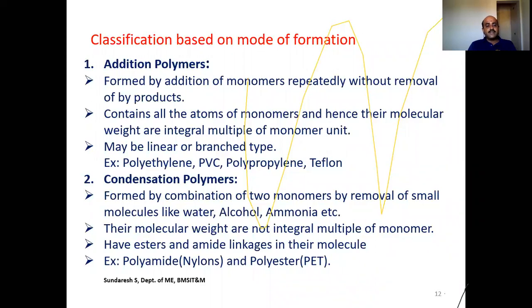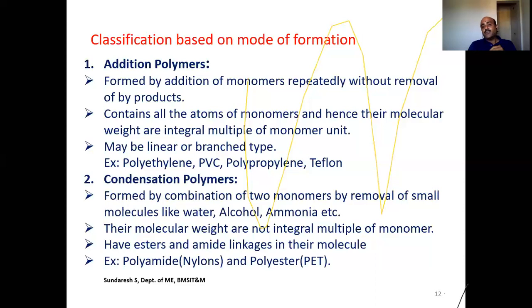And the second category here is condensation polymers. It's just the opposite of addition polymers. This type of polymers are formed by the combination of two monomers with the removal of small molecules like water, alcohol, ammonia, etc. Means during polymerization, when two monomers are combined, it always results in the removal of small molecules like water or alcohol or ammonia. And of course, their molecular weight is not an integral multiple of the monomer.